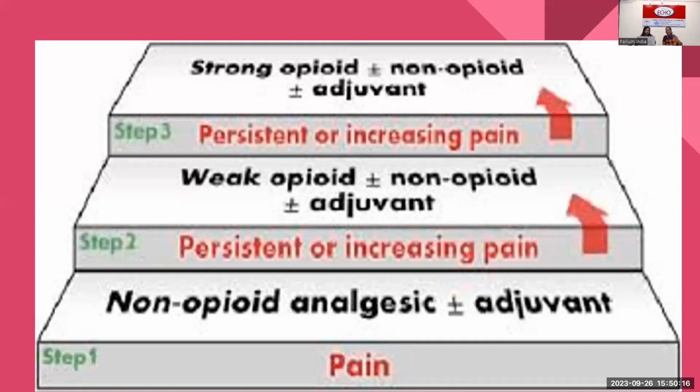And then if the pain goes from mild to moderate, you can add a weak opioid. You can combine step 1 and step 2. You can have a weak opioid and a non-opioid also, and still have the adjuvant plus or minus. Whereas step 3 is where you will have a strong opioid. So if someone comes with severe pain, you can miss step 1 and 2 and start with step 3 also.